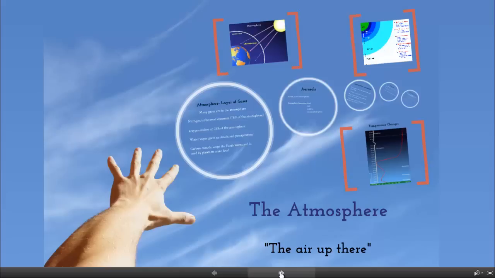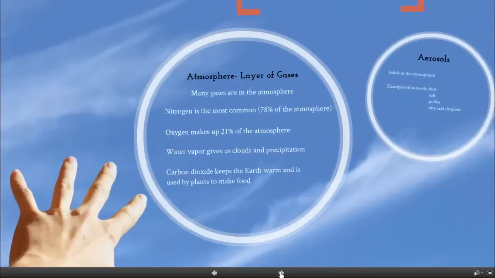And our atmosphere is divided into a couple different layers, and each layer kind of has a different job of making the Earth a safe place to be. So today we're going to talk about those layers, and we're going to talk about what they're made up of.